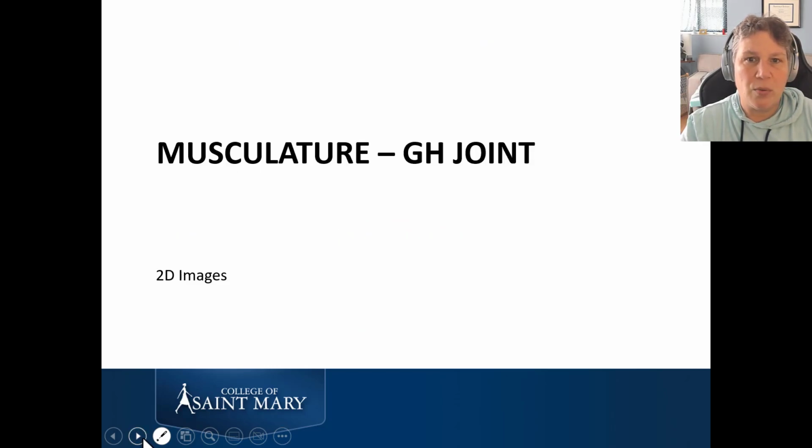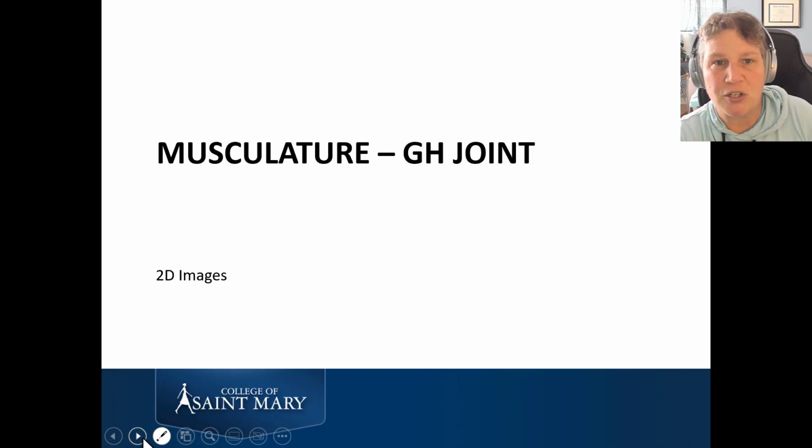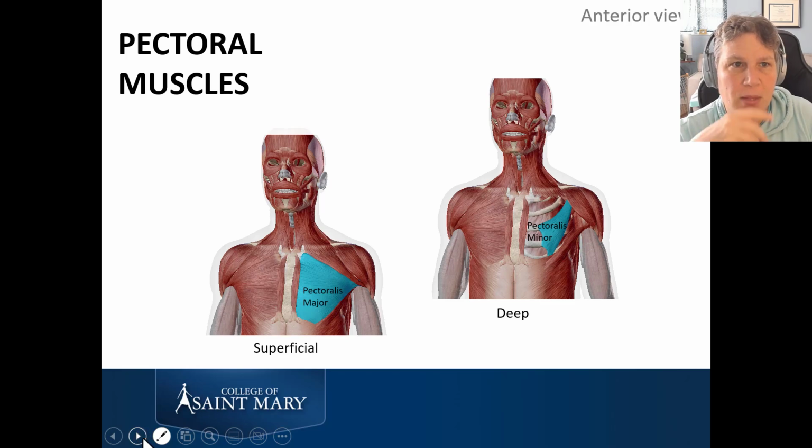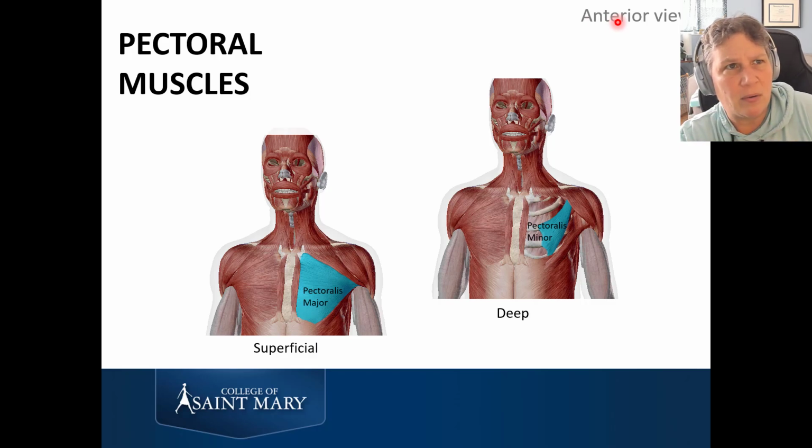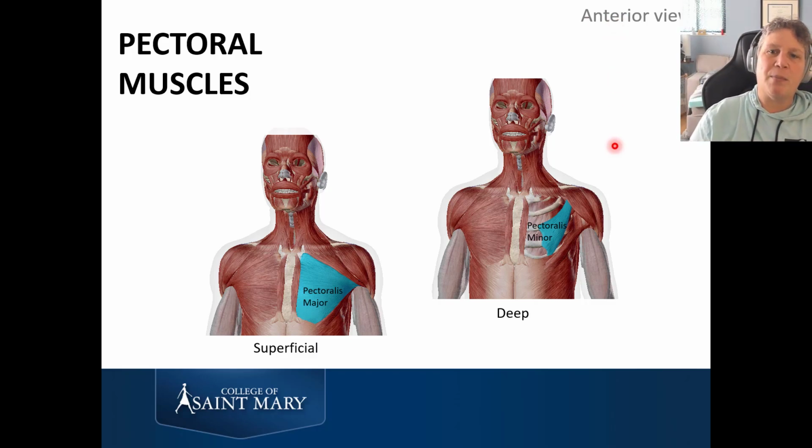Okay, let's start with the 2D musculature. I'm going to start with the pictures, and then we're going to move on to the visible body where I can move things in 3D. Okay, so what you'll see up in the corner here is the view. So this is an anterior view. There's some that are not labeled, and that's because they're either lateral or superior or something a little bit different.